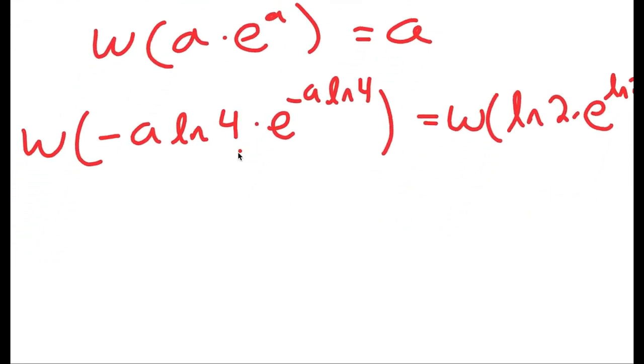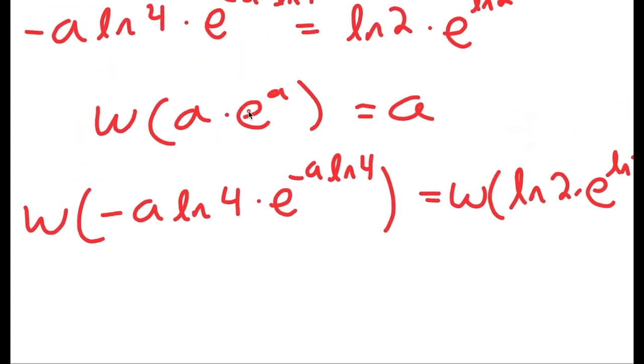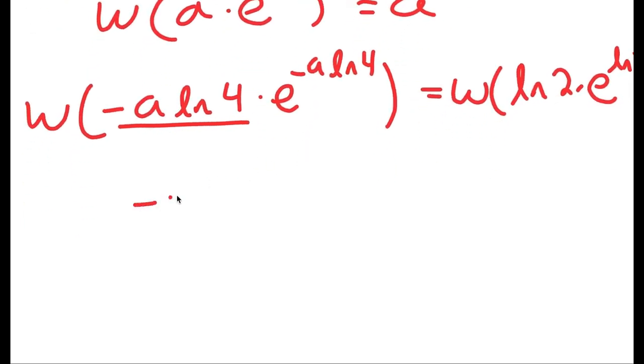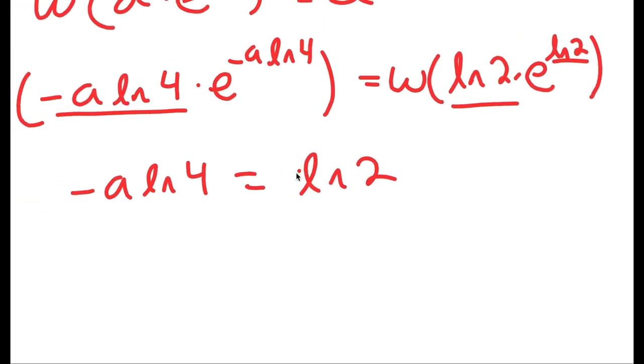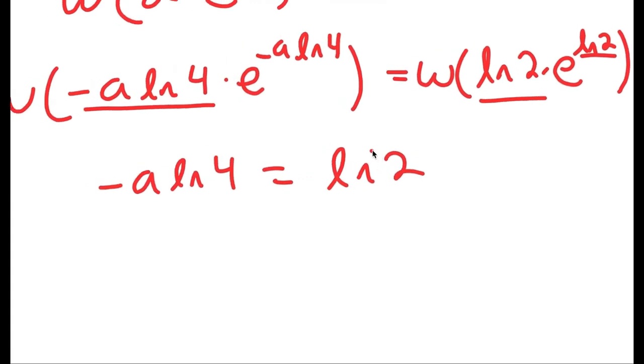And now, notice how this is in the form a times e to the power of a, a in this case being negative a times ln 4. So I have negative a times ln 4 times e to the power of negative a times ln 4. So this is all just equal to a, meaning this is equal to negative a times ln 4, which is equal to, again, a times e to the power of ln a, and a in this case is ln 2. So I get negative a times ln 4 is equal to ln 2.